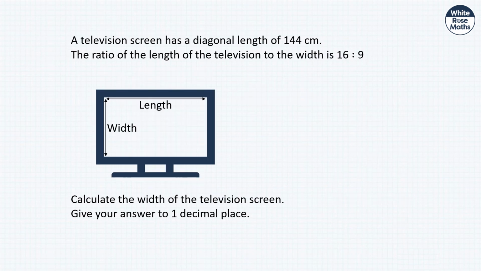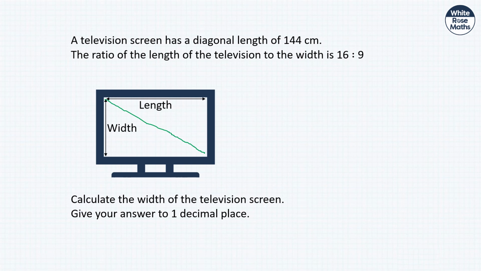Last two questions to go now. A television screen has a diagonal length of 144 centimeters. So diagonal length, that way like that. The ratio of the length of the television to the width is 16 to 9. So calculate the width of the television screen. Give your answer to one decimal place.